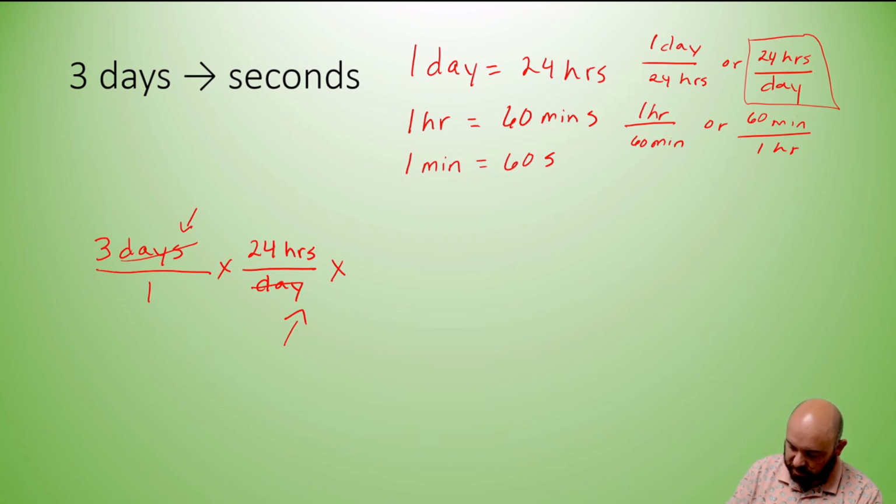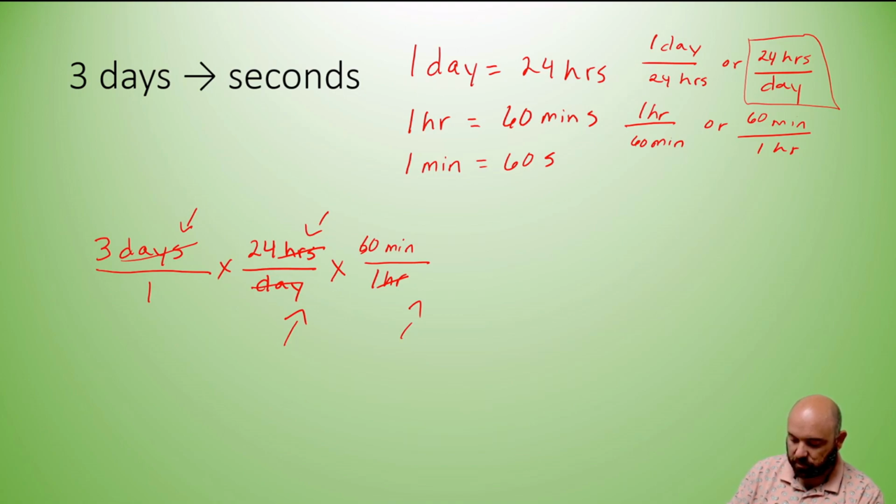And since I have hours in the numerator here, I want hours in the denominator here to have it canceled. So the conversion factor that looks like that says that there are 60 minutes in 1 hour. That will allow us to cancel the hour units.